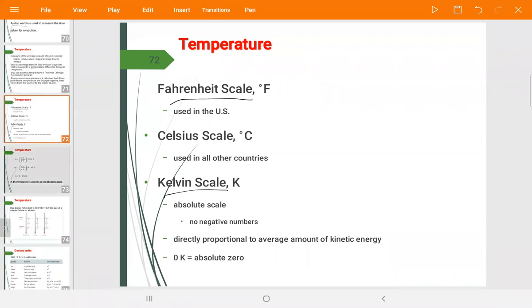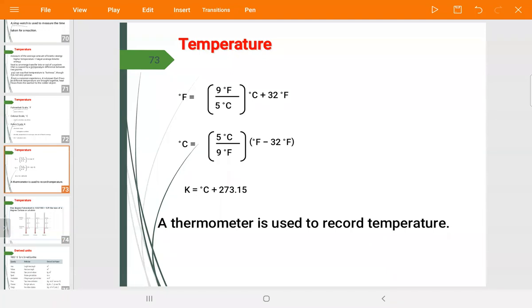So we can derive a relationship that converts one scale into the other. If you are given degrees Celsius, you have to use this expression: 9/5 times the temperature in degrees Celsius, plus 32. If you are given degrees Fahrenheit, you have to deduct 32 first and then multiply it by 5/9 to express it in Celsius.